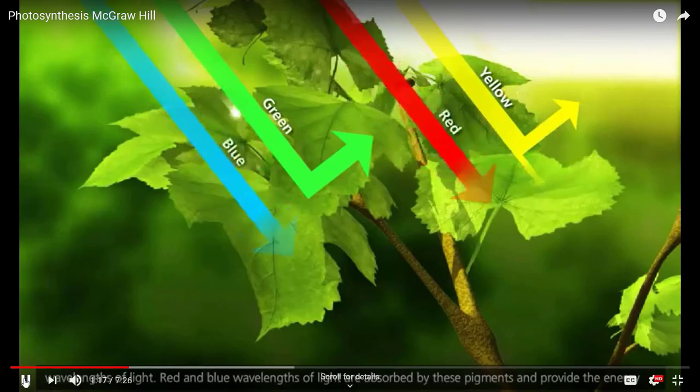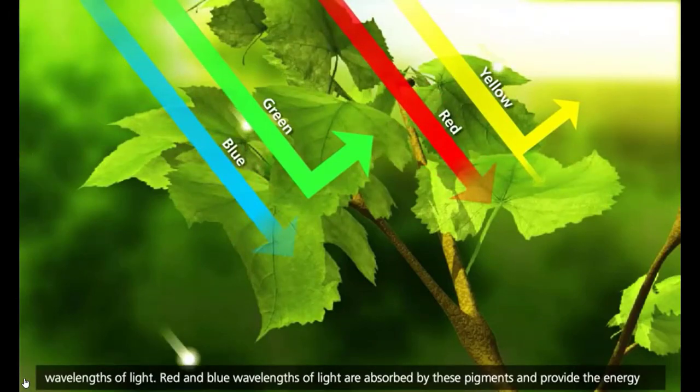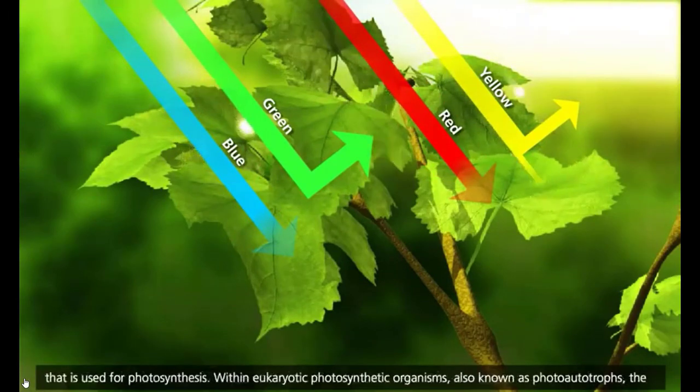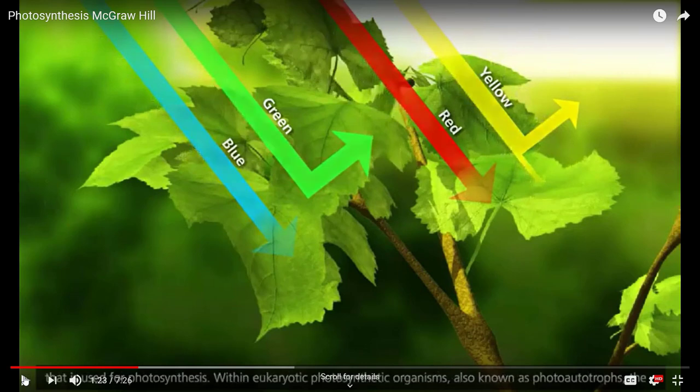Red and blue wavelengths of light are absorbed by these pigments and provide the energy that is used for photosynthesis. So the blue and red wavelengths of light are where the energy is for stimulating. We're going to see these photosystems in the thylakoid membrane of the leaf.